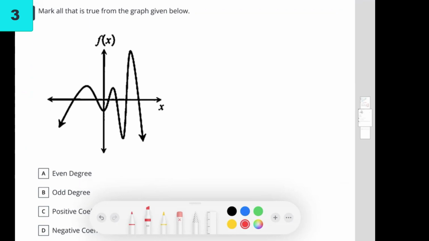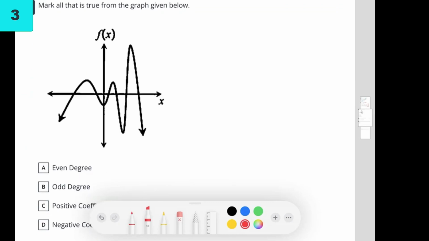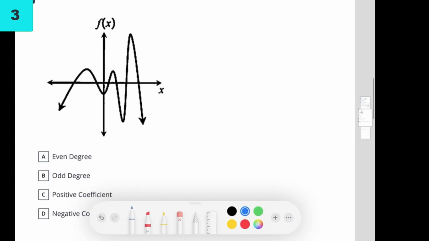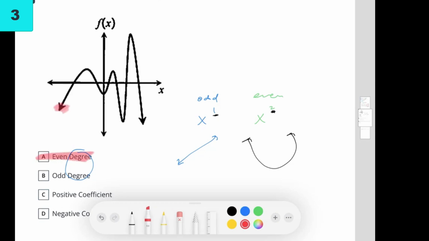Number 3, let's take a look at this graph. Mark all that is true of the graph given below. So first, we're going to talk about degrees. So we talked about an odd. The easiest odd is x to the 1st, and that looks like this. And then an even, the easiest even is the 2, right? We're talking about that number, right? That's odd. This is an even number. And so this one has the arrows in the same direction. So that's why this one is an even degree, the graph, because I have these arrows right here. See that?